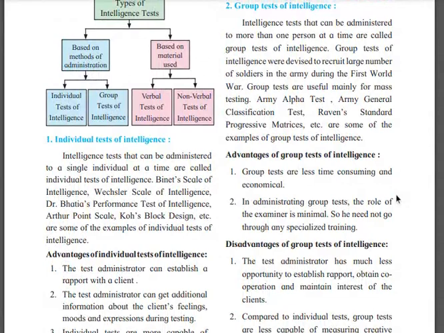Group tests of intelligence can be administered to more than one person at a time. These tests were devised to recruit a large number of soldiers in the army, such as the General Classification Test. Group intelligence tests include your competitive exams and all, which are one kind of group test. Advantages of group tests of intelligence: they are less time consuming and economical. In administering group tests, the role of the examiner is minimal.